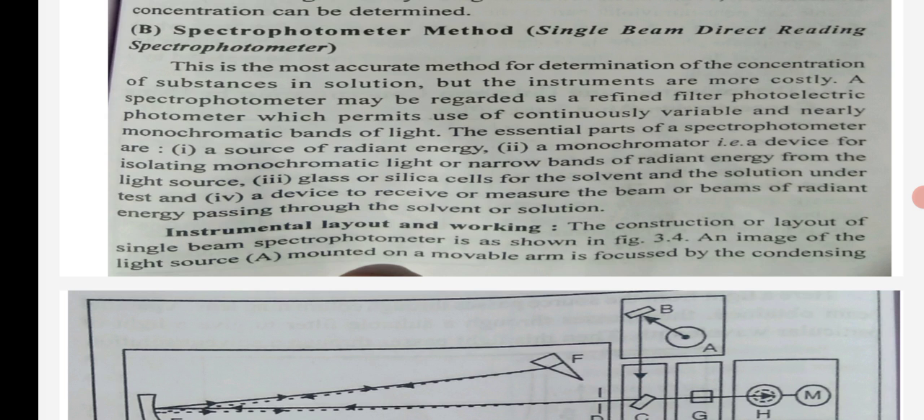The essential parts of a spectrophotometer are the source of radiant energy, a monochromator, glass or silica cells, and a device to receive and measure the beam's radiant energy passing through the solvent or solution.